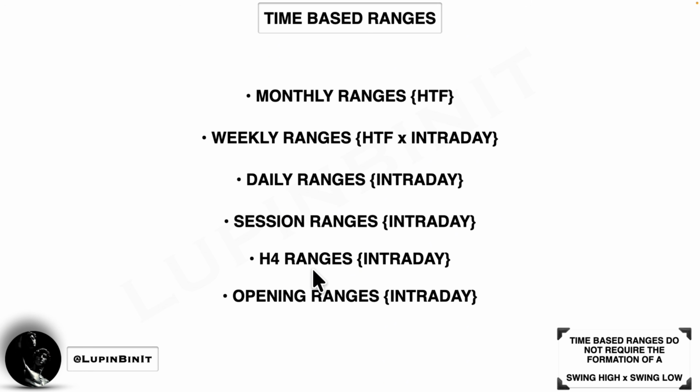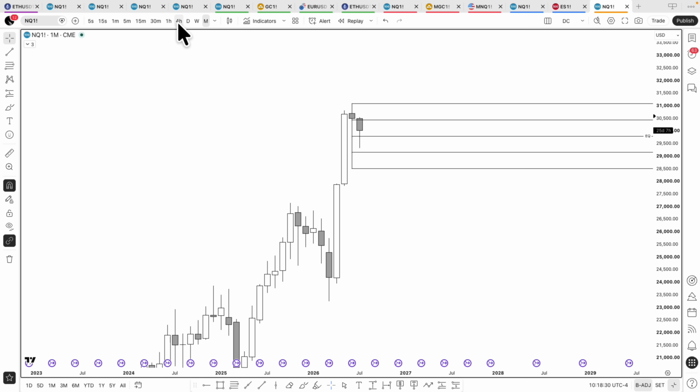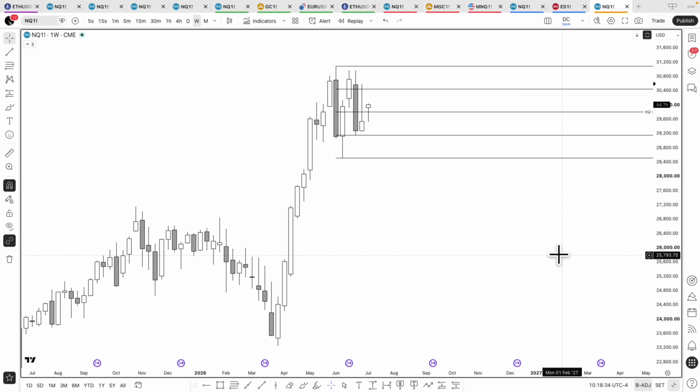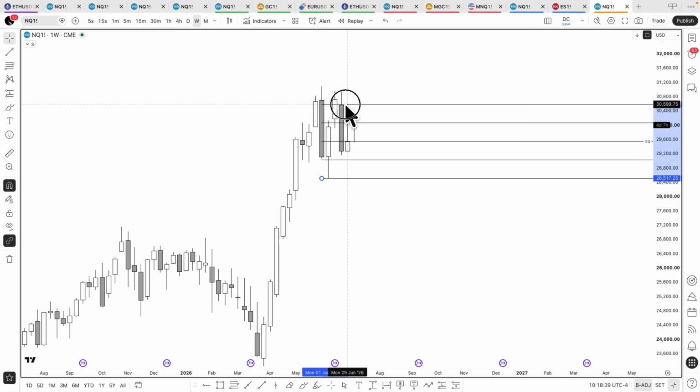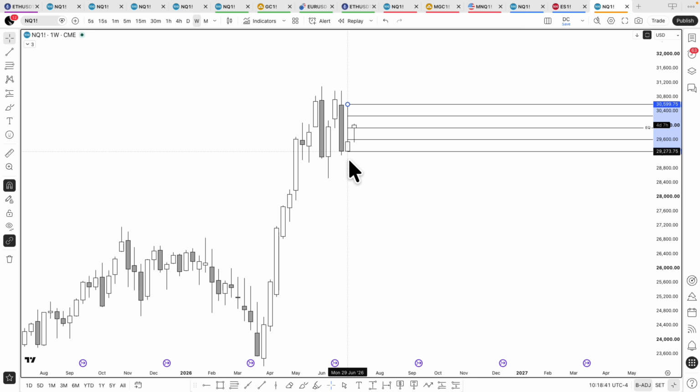We can simply just jump on to the interval of time that we're looking to see as a time-based range, and then just anchor our Fibonacci tool onto it. So a weekly range, we simply just go to this week, and there is our weekly range. That is your previous week high, that is your previous week low. And these time-based ranges are very, very important when it comes to the model.